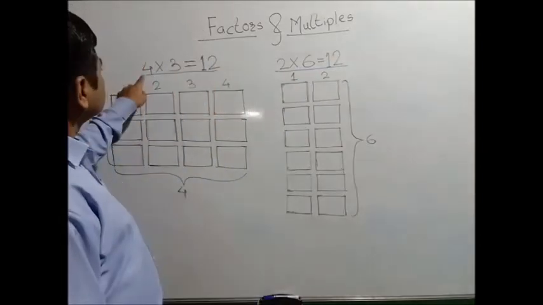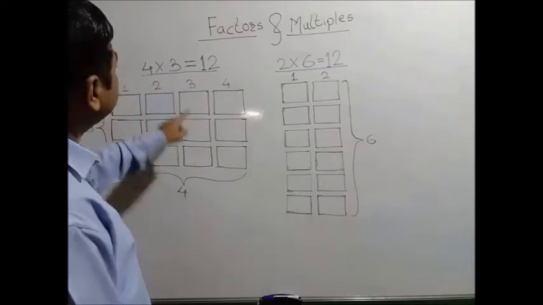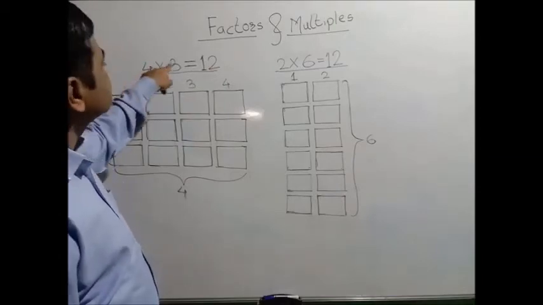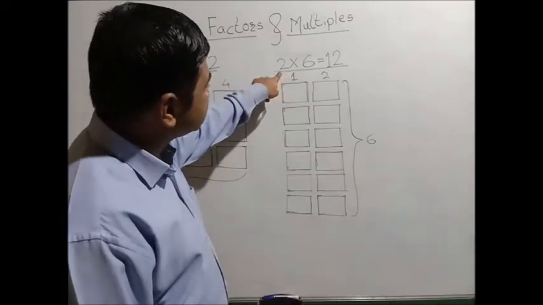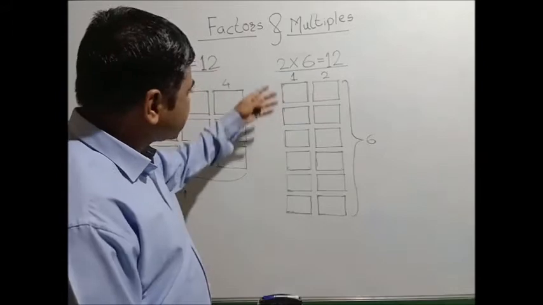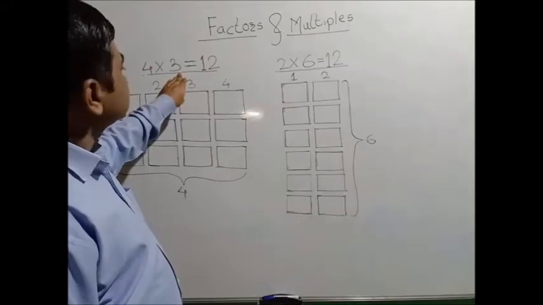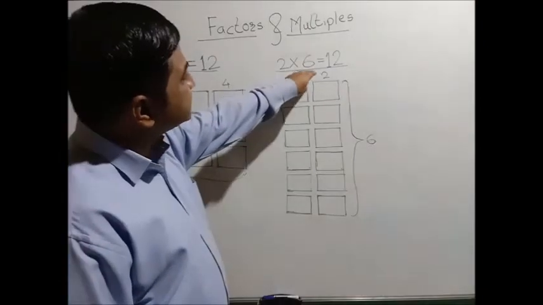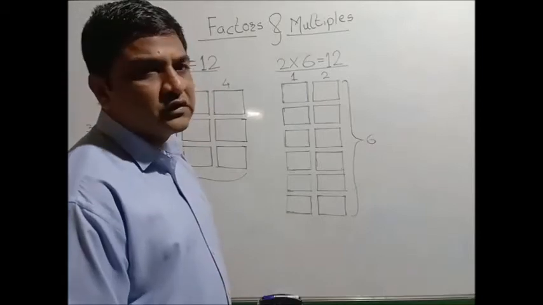So 4 and 3 are known as the factors of 12, because whenever I take 4 for 3 times, I will definitely get 12. Or whenever I take 2 for 6 times, I will definitely get 12. So from these blocks, it is clear that 4 and 3 are known as factors of 12. 2 and 6 are also known as the factors of 12.